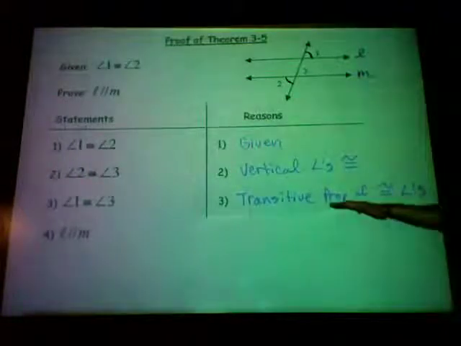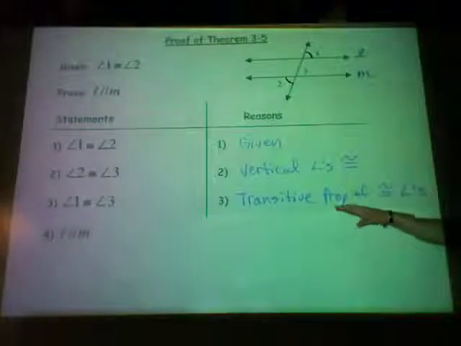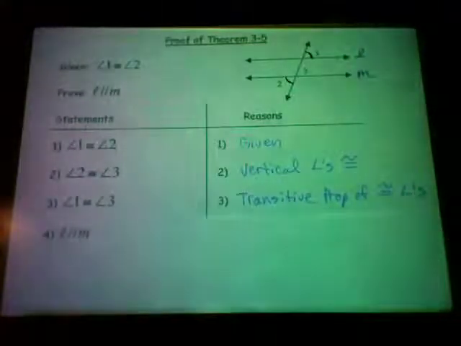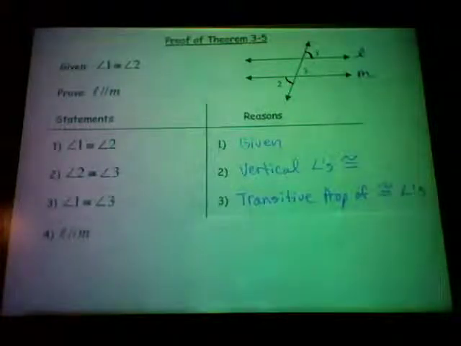You can't just say transitive property, and it's not the transitive property of equality because we're not looking at an algebraic expression here. We are looking at angle segments. And remember, if you look at that equality property sheet that I gave you, it was split into segment congruence and angle congruence. Since we're talking about angles, it's of congruent angles, but I used shorthand notation.